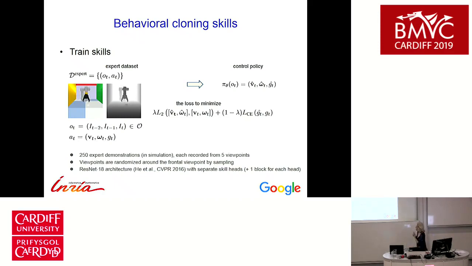And what we found very important here is actually that we use a lot of expert demonstrations in simulation. They're recorded from different viewpoints. We use, as in computer vision, data augmentation for the sampling. And then it's also important that you use the right architecture. So we use here ResNet 18, and we showed that that outperforms significantly the other architectures.